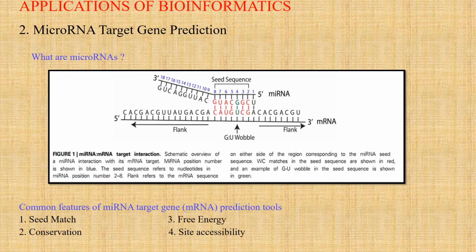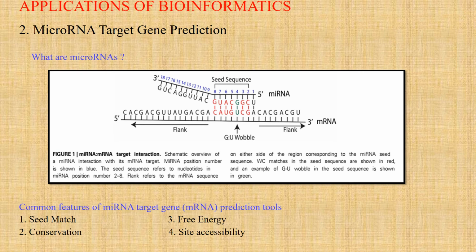So the second application is for microRNA target gene prediction. What are microRNAs? MicroRNAs are short non-coding RNAs of about 18 to 22 nucleotides, which usually regulate gene expression by binding to messenger RNAs, either causing their temporary silencing or their degradation.